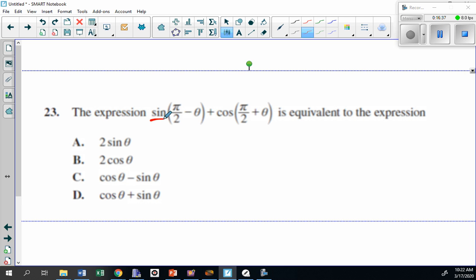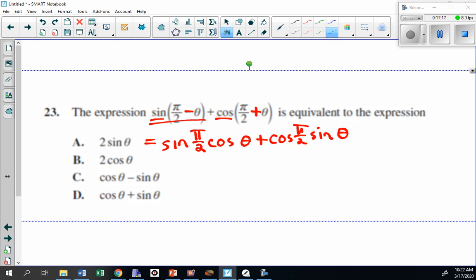What I'm looking at, I have sine, and then a minus, and then I have cosine, and I have an addition. So I have a subtraction identity and an addition identity. For the sine part, I'll do that in red. So we're going to get sine pi over 2 times cosine theta plus cosine pi over 2 and then sine theta. Now that's just that one identity. That's it.